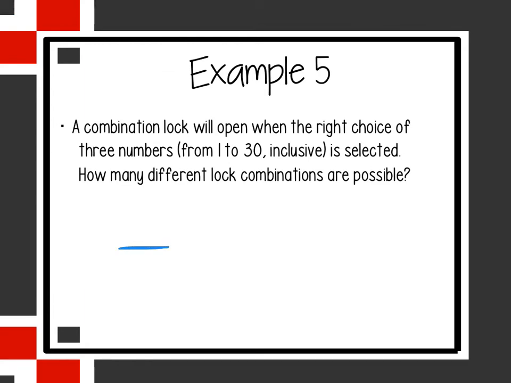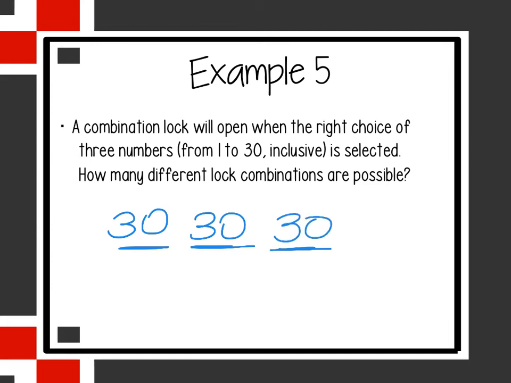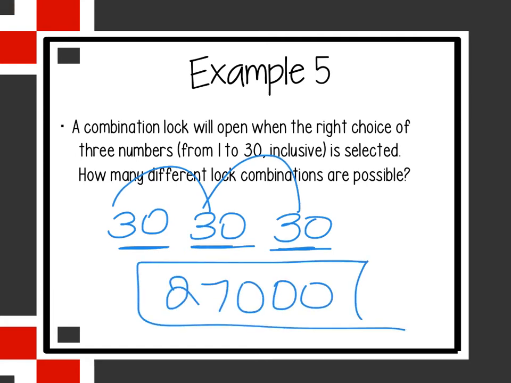So how many choices do I have for my first number? 30. How many numbers do I have for my second number? 30. Did it say they can't repeat? No, so 30. How many do I have for my third number? 30. So if it said they couldn't repeat, now it would switch from 30 to 29 to 28. Does that make sense? Okay, so that's 3 times 3 times 3, that's 27, and then 1, 2, 3 zeros. Questions so far?